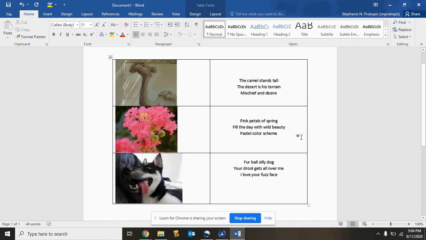For the flowers, I have: pink petals of spring, fill the day with wild beauty. Pastel color scheme. 5, 7, 5. And then I did a silly one for the silly picture of my dog. Fur ball, silly dog. Your drool gets all over me. I love your fuzz face. 5, 7, 5. So just check over yours, and if you want to share them with a parent or friend, go right ahead.